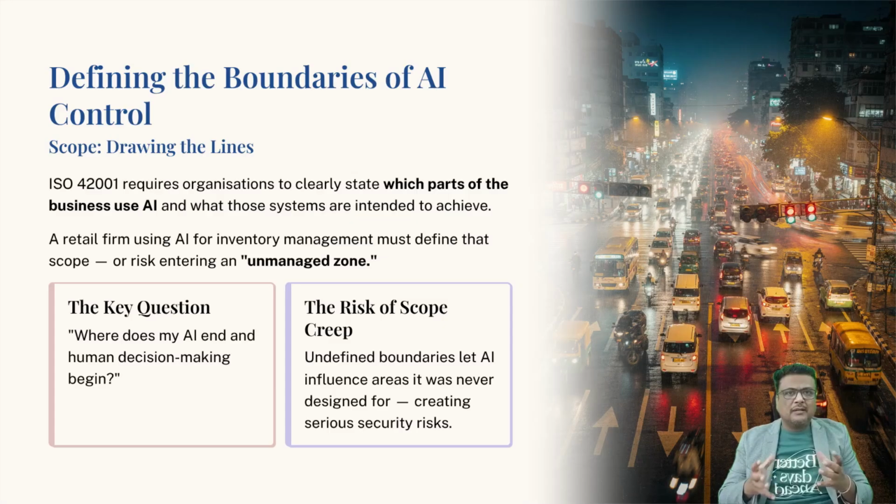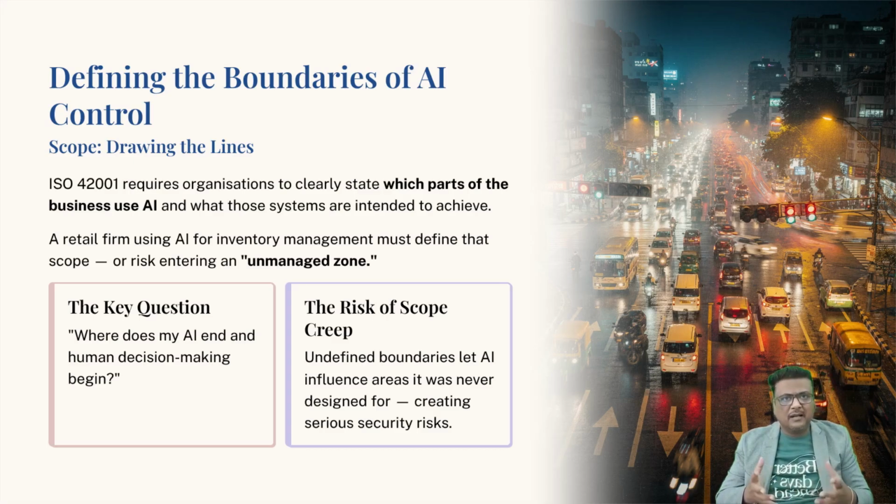Think about the sprawling traffic intersections in Mumbai. If there were no lane markers, no traffic lights, and no signs, every driver would be guessing where to go, leading to total gridlock. To manage an AI system effectively, an organization must first define its scope, literally drawing the lines on the road. ISO 42001 requires organizations to clearly state which parts of their business are using AI and what those systems are intended to achieve.